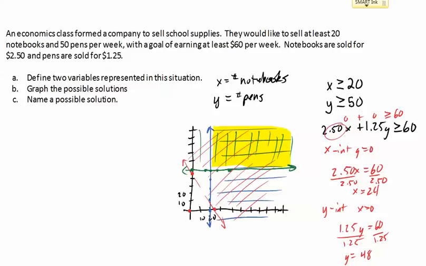All right, so it says name a possible solution, so therefore we can go ahead and name any point that's up in this area. So for example, 30 and let's see, 10, 20, 30, 40, 50, 60, 30, 60 is one example. 30 notebooks, 60 pens is going to fill each of these pieces. It's more than 20 notebooks, it's more than 50 pens, and then they make at least $60 per week.